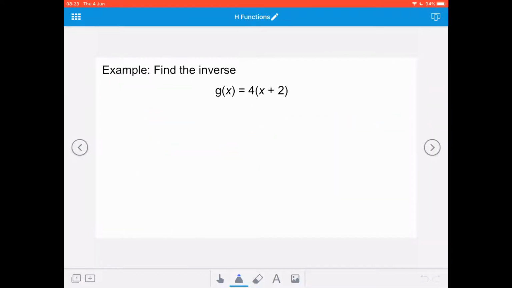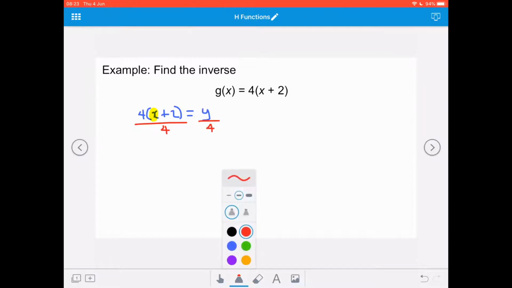So, second example, we want to find the inverse of g of x equals 4 upon x plus 2. So again, we're going to equate our function, 4 upon x plus 2 equals y. We want to change the subject to x. So the first thing we're going to do is we're going to divide both sides by 4. And that gives us x plus 2 equals y over 4.